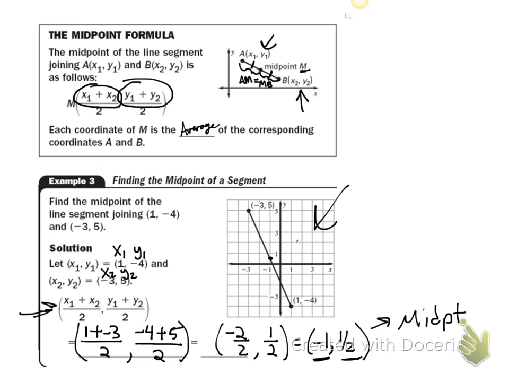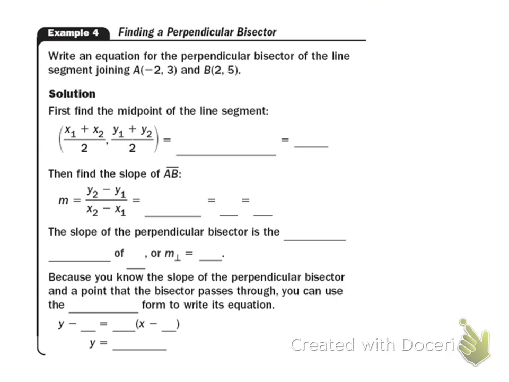Let's do another last application of distance and midpoint, and we can do this to find a perpendicular bisector. And so here we have a little vocabulary we have to talk about. For example 4, it says, write the equation for a perpendicular bisector of the line segment that joins A (-2, 3) and B (2, 5).